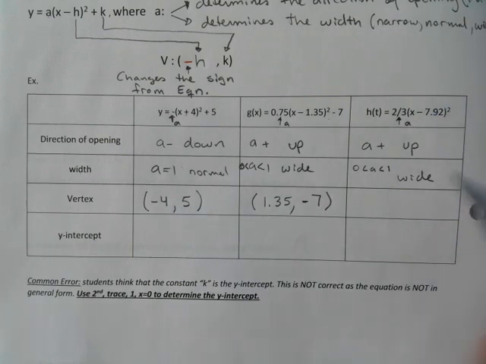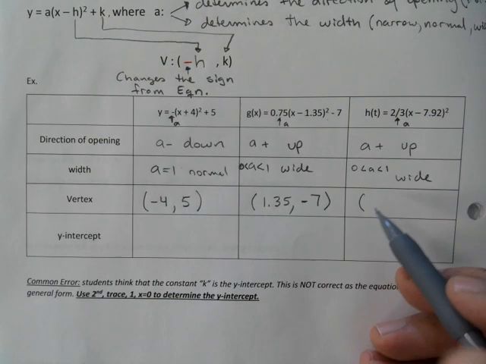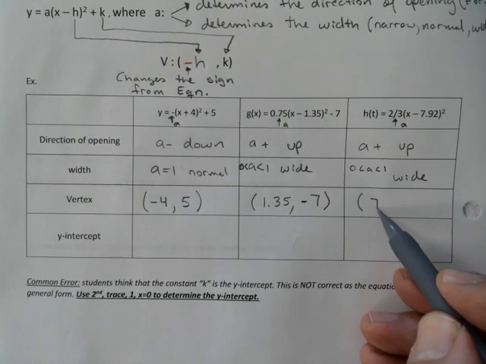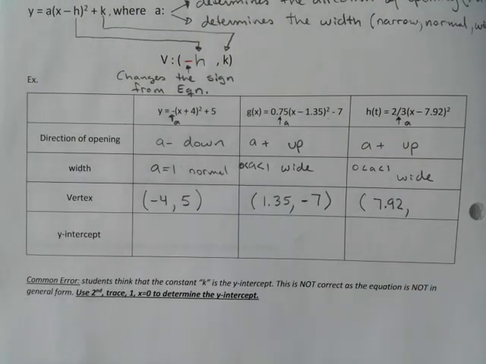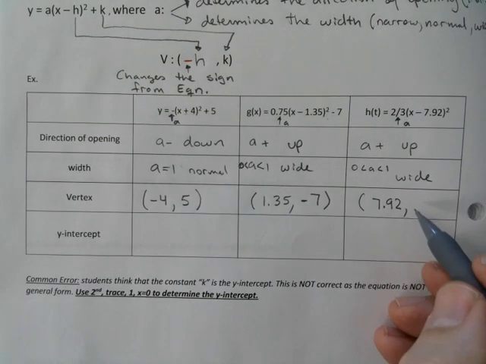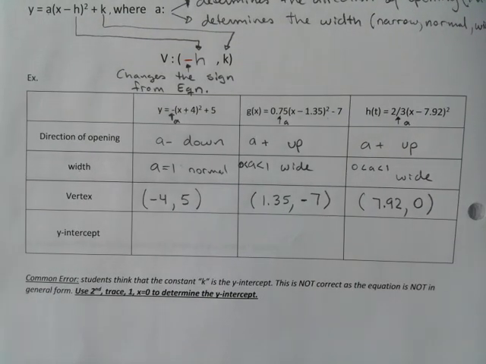And then on this one, that's vertex form. I know the vertex. That'd be positive 7.92. Uh-oh, there's no k. What would it be? 0, right? Exactly. Yeah, k is 0.